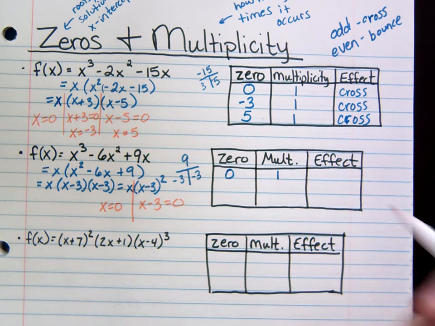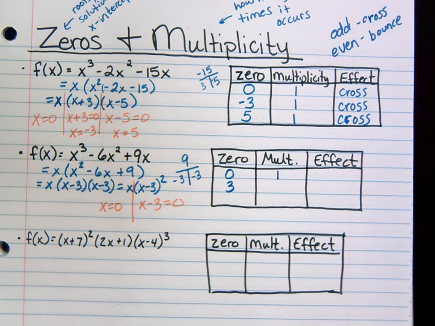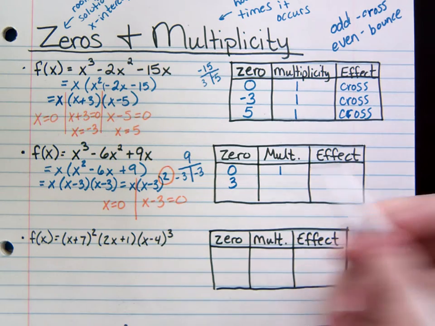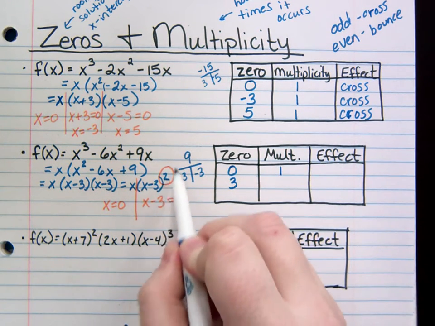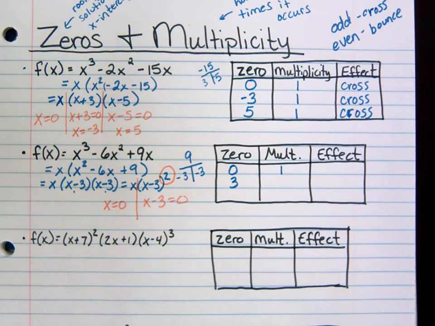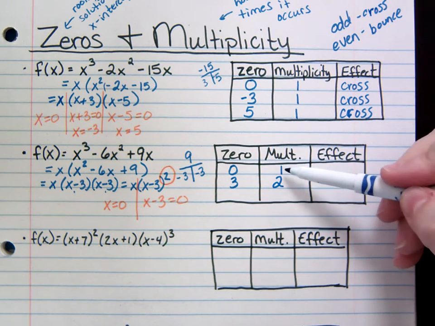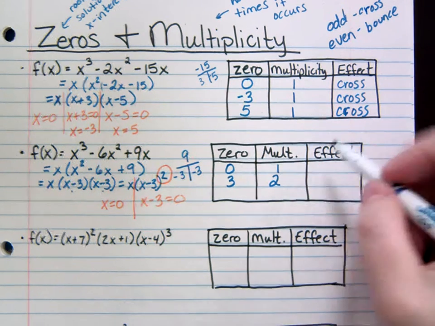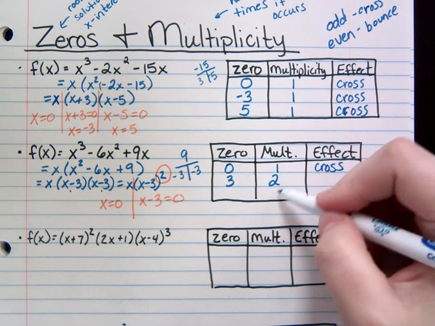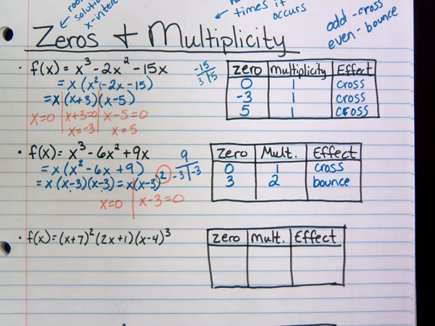On the other hand, x minus 3 equals 0 gives me a zero of positive 3, and the multiplicity of this one is 2, because it occurs twice. You can tell either by looking at the exponent here or just counting 1, 2, because x minus 3 occurs twice, so the multiplicity is 2. Now this multiplicity is odd, which means the graph will cross at that position. A multiplicity of 2 is even, so it bounces at that position.